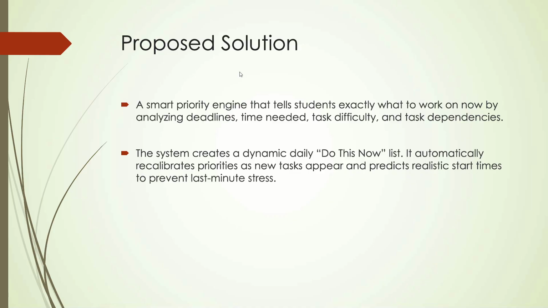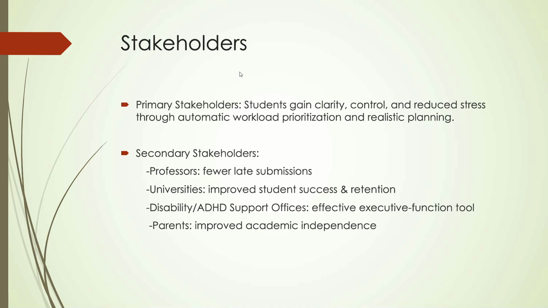So moving on to stakeholders. The primary stakeholders are going to be the students themselves. They're going to gain clarity, structure, and reduce stress. In addition to the primary stakeholders, the secondary stakeholders also benefit. Professors are going to be seeing fewer late submissions. Universities are going to be seeing more academic success. Disability and ADHD support offices will gain a tool that will directly help their students that are facing these challenges. And parents are going to gain a peace of mind knowing that their children and their students are going to be more organized.